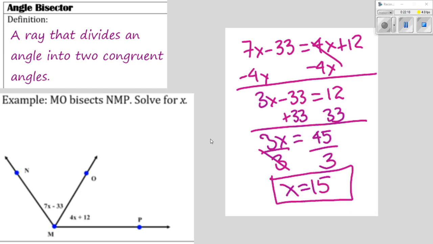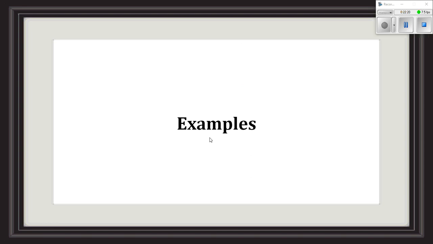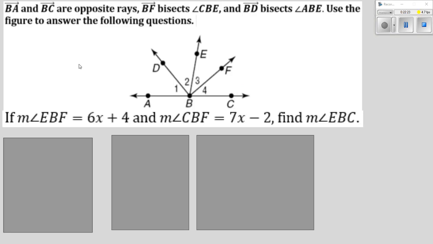All right, an example. This one says ray BA and BC are opposite rays. So remember what we learned about opposite rays? They're back to back. They create a line. So ray BF right here bisects angle CBE. And ray BD bisects angle ABE. You're going to use this figure to answer the question below.